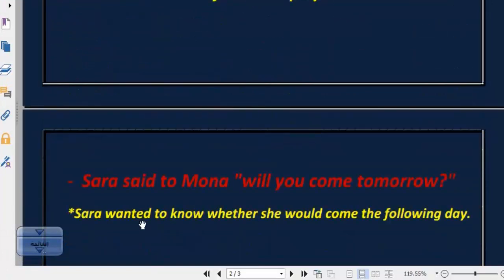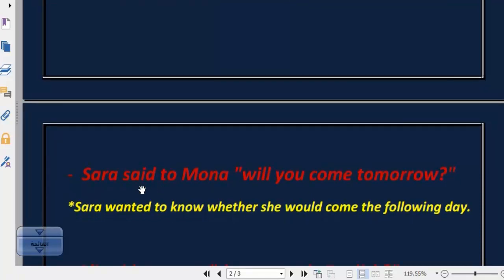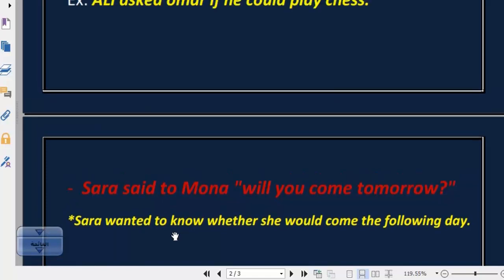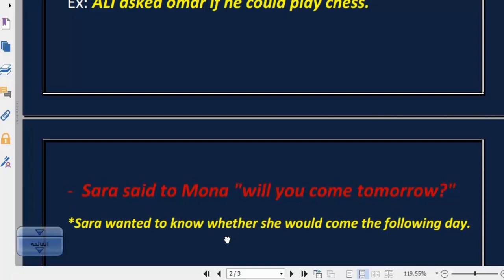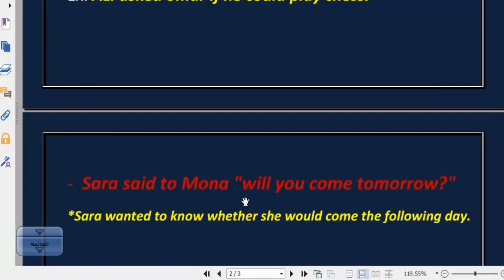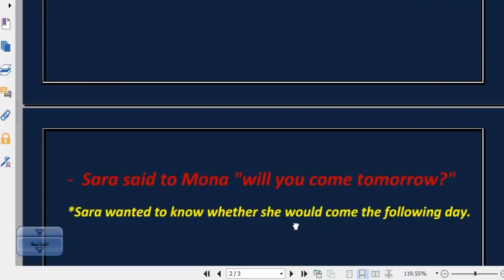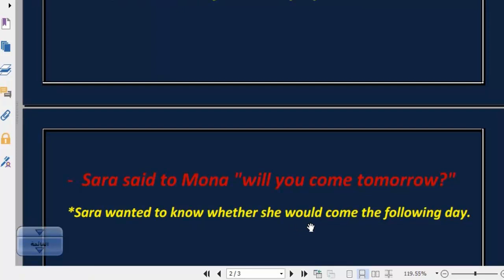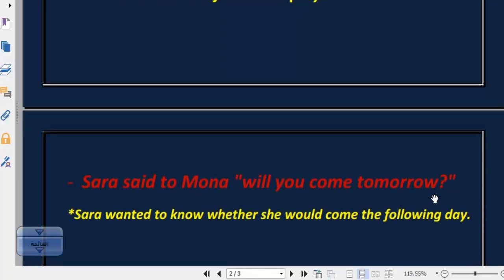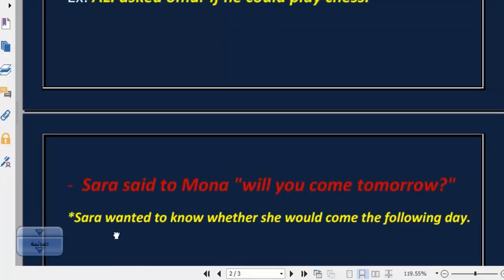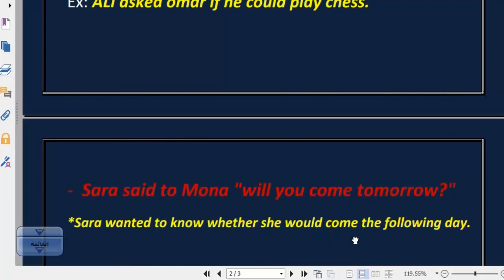Another example. Sarah said to Mona, "Will you come tomorrow?" If we follow the steps, we change said to wanted to know. And we take out the quotation mark and we put whether. We switch the question to a sentence. So we change you to she because we talk to Mona. Will is a present, so we make it would. And we continue the question. But please remember that we have some words we talked about before that we change. For example, the word tomorrow changes to the following day. So the answer will be, Sarah wanted to know whether she would come the following day.